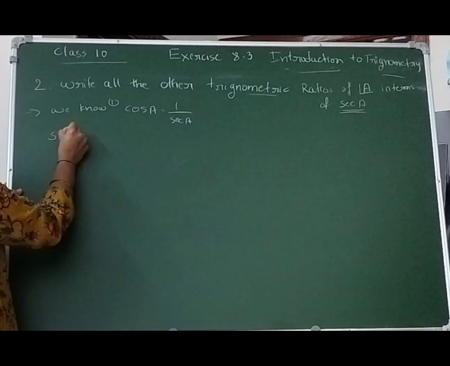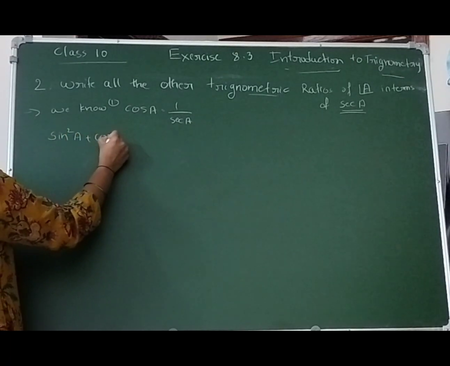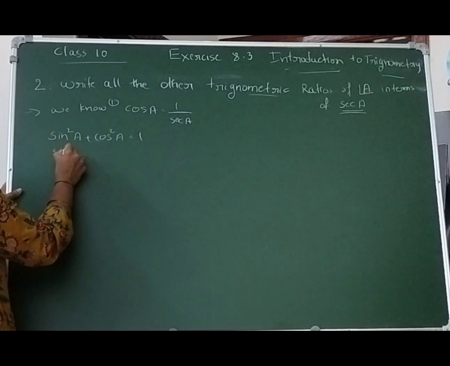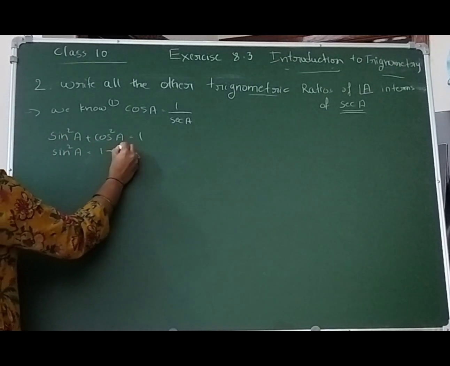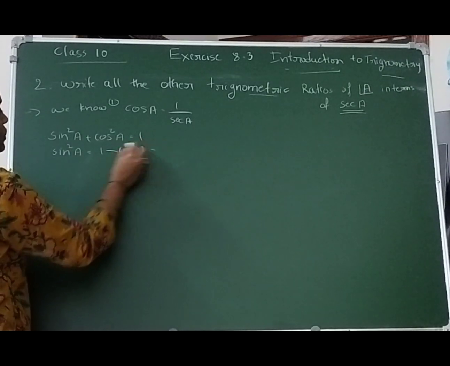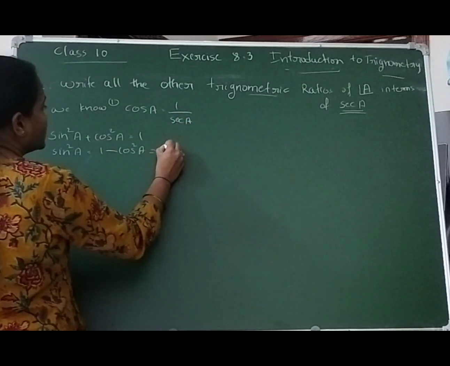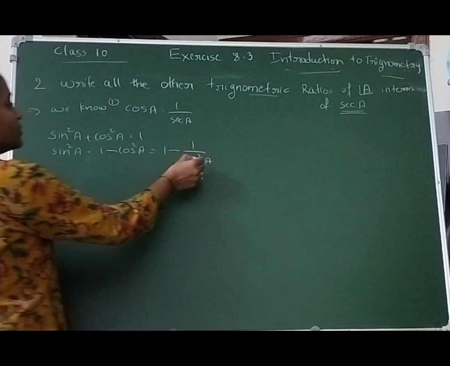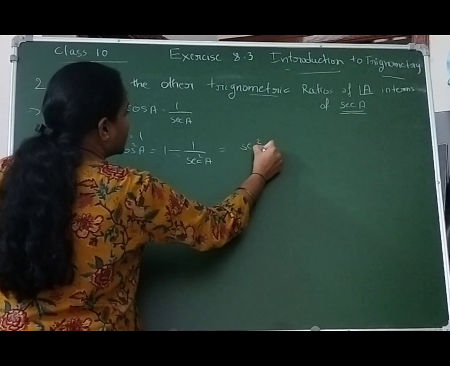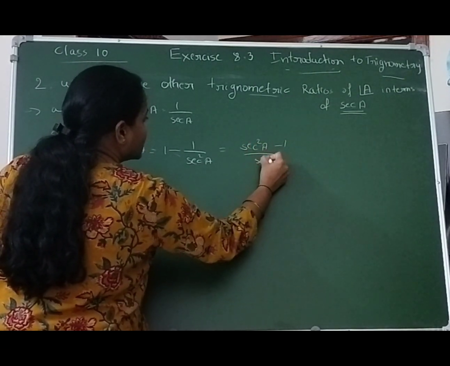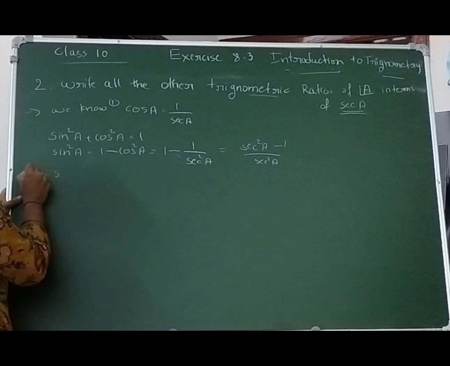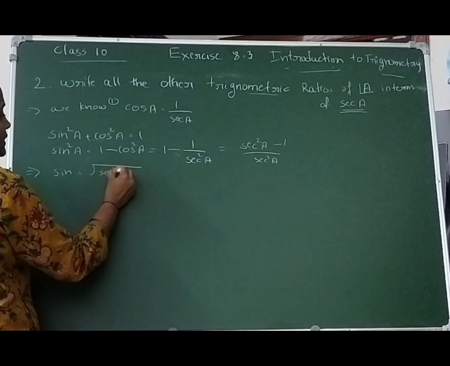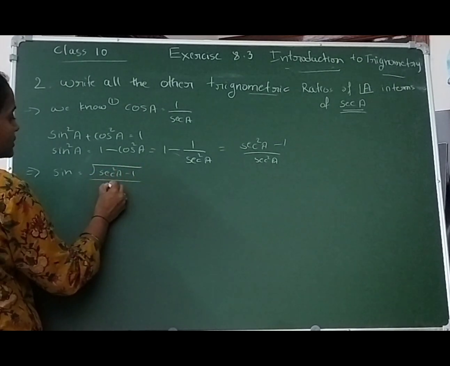Next, we know that sin square A plus cos square A is equal to 1. So it will become sin square A is equal to 1 minus cos square A. And we know the relation between cos A and secant A, we'll substitute that. So it will become 1 minus 1 by secant square A. Taking LCM, it is secant square A minus 1 by secant square A. So this is for sin square A, which implies sin A is equal to, taking square root, under root secant square A minus 1 whole divided by secant A.